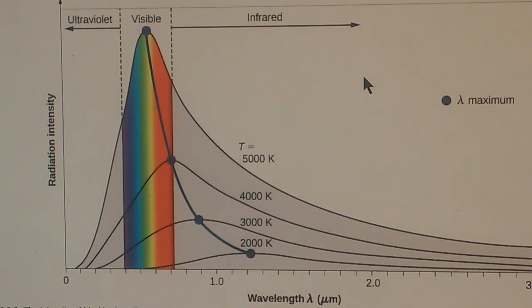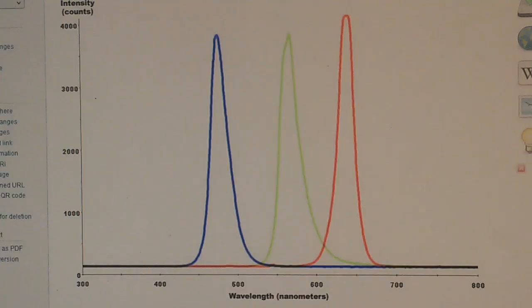LED light bulbs actually do not obey the blackbody radiation curve. They're not based on thermal energy. They're based on emission spectra. These are the emission spectra of three different types of LEDs: blue, green, and red. The emission spectra are very narrow.